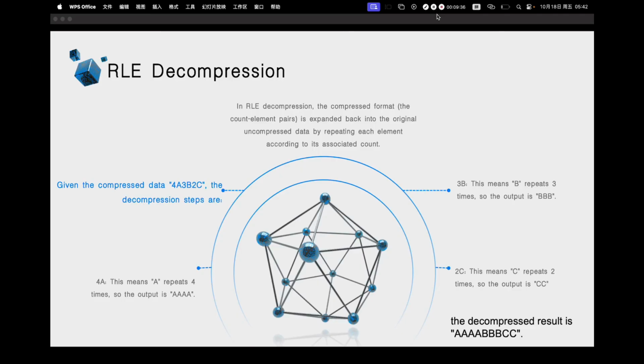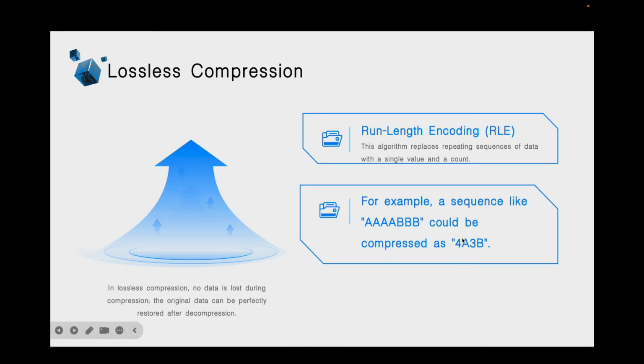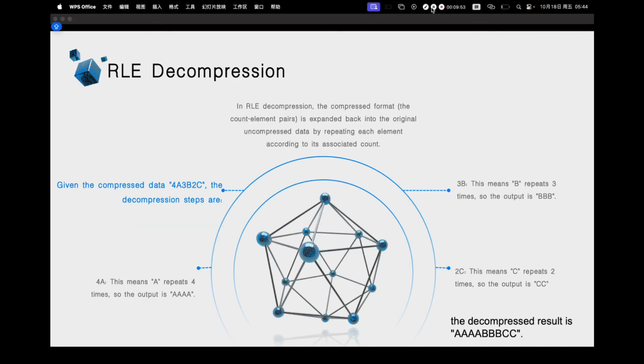The goal of the RLE decompression algorithm is to take the compressed string and expand it back to its original form. So as you can see, A3B would be expanded back to AAABBB. And now let me show an example of it.